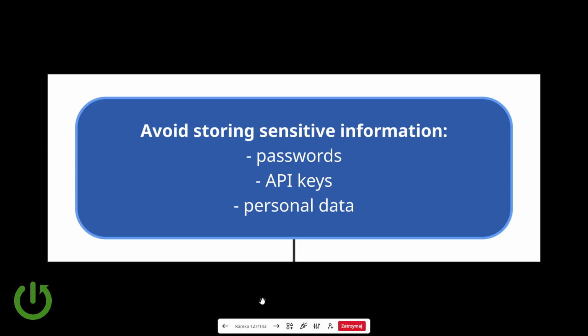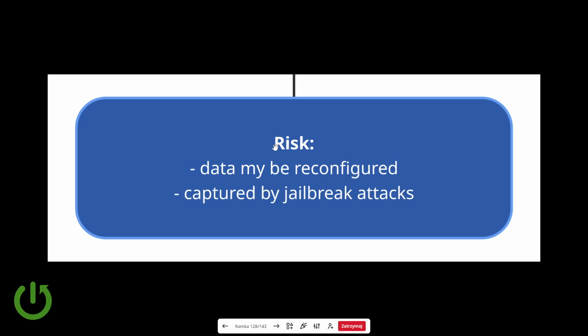And the next thing is very important, because we need to avoid storing sensitive information in the system instructions, such as passwords, API keys and personal data. We need to remember that system instructions are still part of the overall prompt, which means that they can be easily reconfigured or even exposed through jailbreak-style attacks, and they might be captured. For that reason, you should never include your personal data in the system instructions.